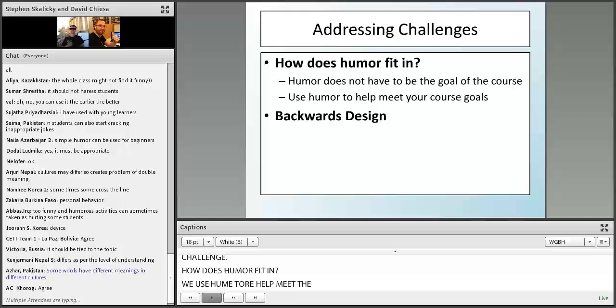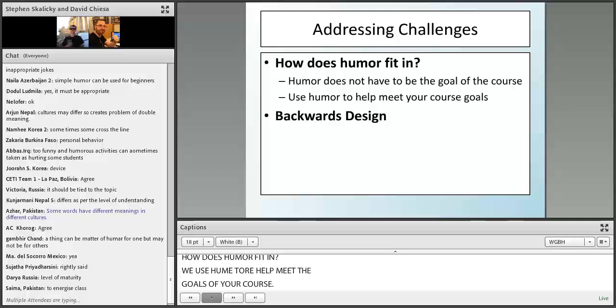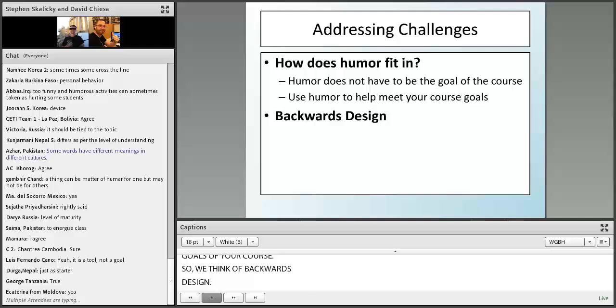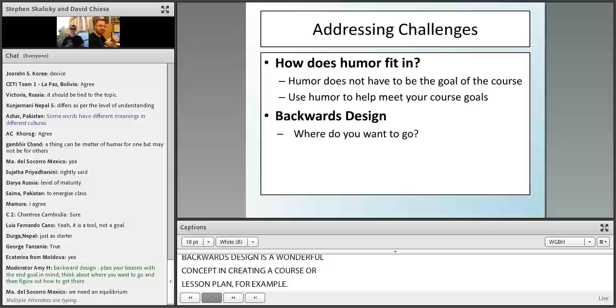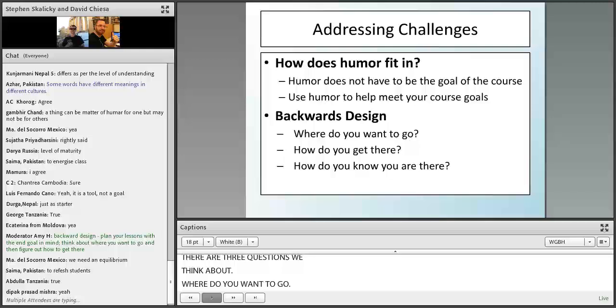And so we think of backwards design. Backwards design is a very wonderful concept in how we create a course or a lesson plan, for example. There are three questions we think about. Where do you want to go? How do you get there? And how do you know you're there?